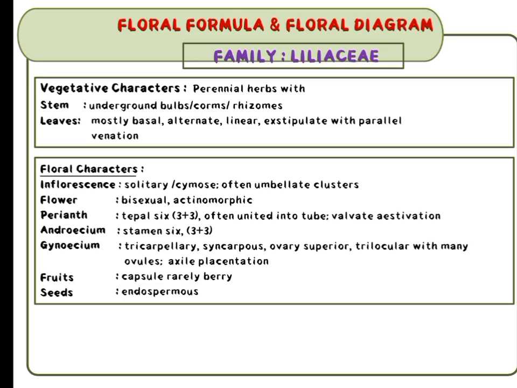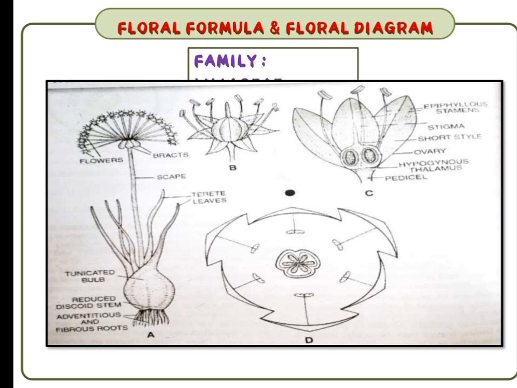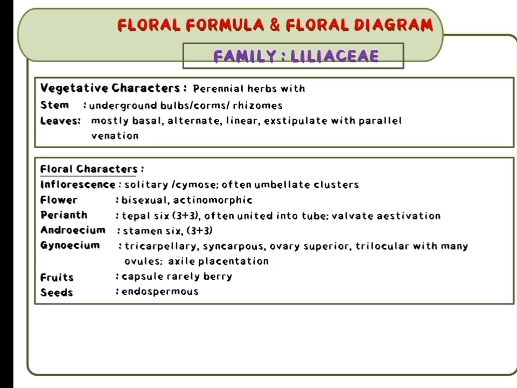Liliaceae is actually the family of onion. You can see the stems only under the soil, that is the underground bulb. We already discussed what is bulb, corm and rhizome, that is the underground stem modification. Then leaves. Leaves are mostly basal leaves we can see. If you just remember the structure of onion, if you understand the structure, the leaves are basal and they are alternately arranged and they are linear and there are no stipules present, with parallel venation. You can see parallel venation in the Liliaceae family.